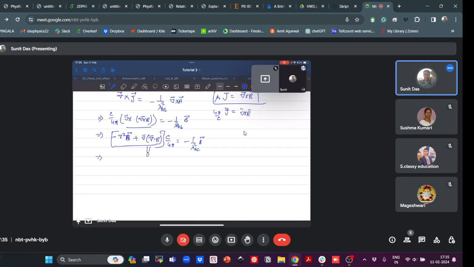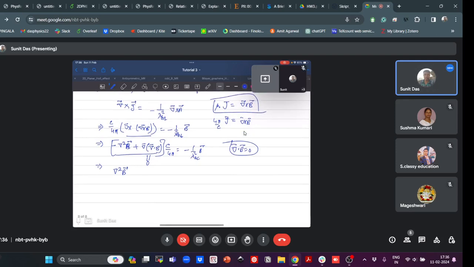This term is 0. Why? Because magnetic monopole doesn't exist. Divergence of B is always 0. So this will be Laplacian of B equal to 1 by lambda GL square 4 pi by C B.